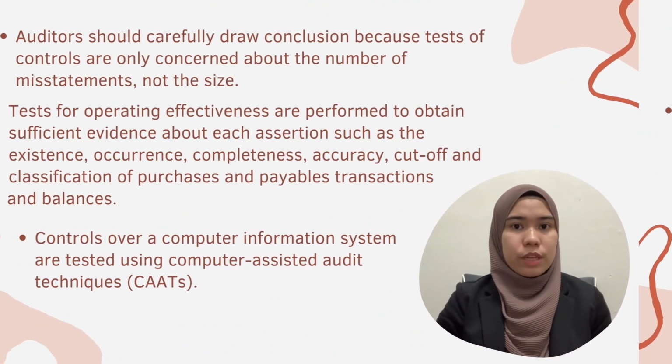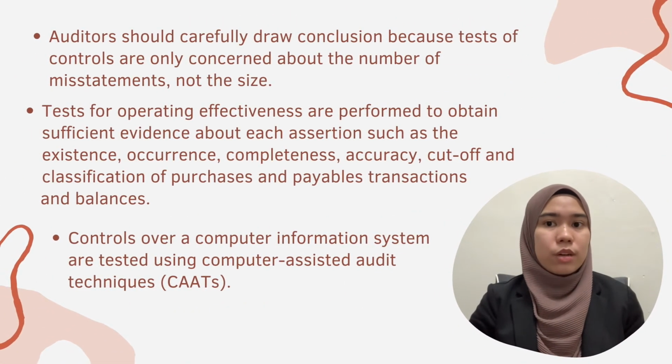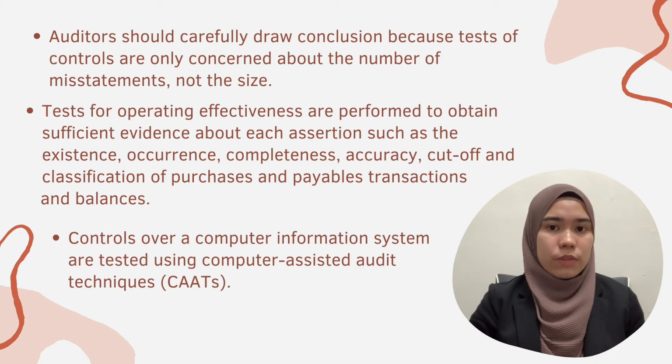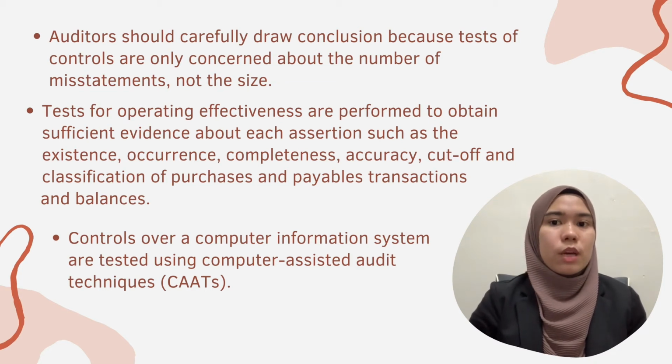Auditors should carefully draw conclusions because tests of controls are only concerned about the number of misstatements, not the size. The size of misstatements is assessed using substantive tests, in which misstatements are considered to be significant when they are material. For example, when the auditor detects a misstatement in a purchase transaction, they may conclude that the controls over purchases are not effective.